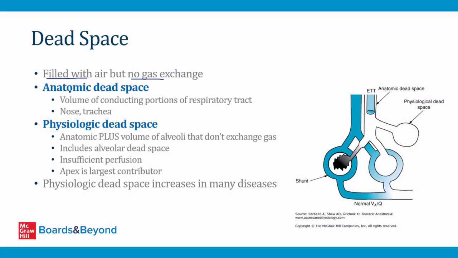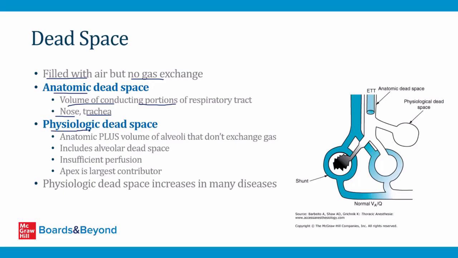And there are a couple of subtypes of dead space. Anatomic dead space refers to space or volume within the lungs that fills the conducting portions of the respiratory tract. So areas like the nose and the trachea, these areas fill with air during ventilation, but they don't participate in gas exchange, and they're part of the normal anatomy of the lungs, so this is called anatomic dead space.